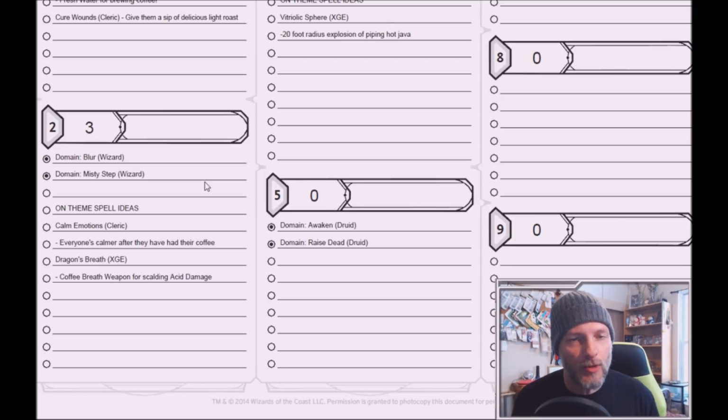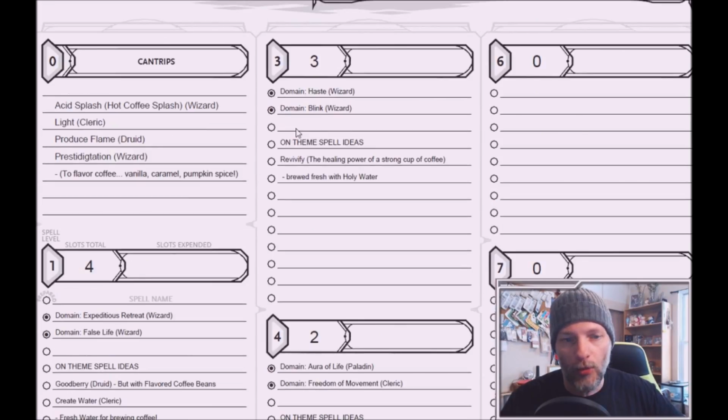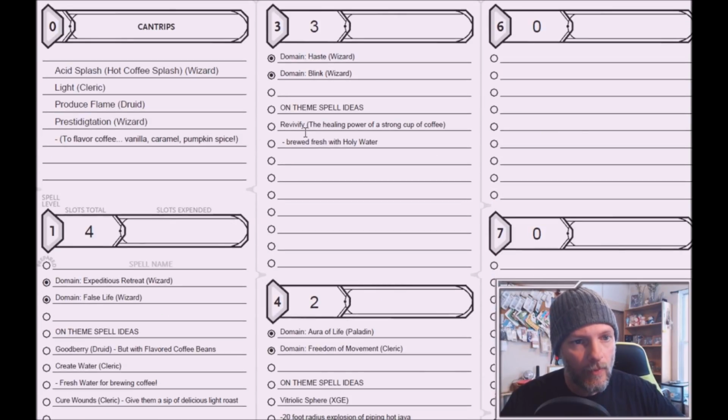And Dragon's Breath. This is found in Xanathar's Guide to Everything, and instead of a traditional Dragon's Breath, we're going to have a coffee breath weapon that will deal scalding acid damage. Again, I love staying on theme in these character builds.